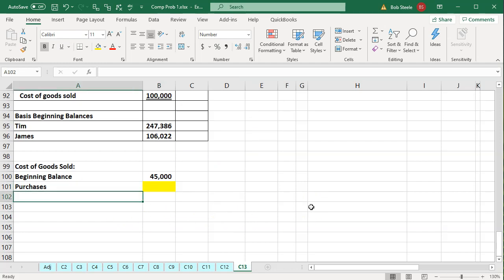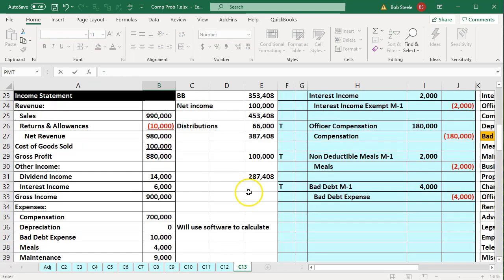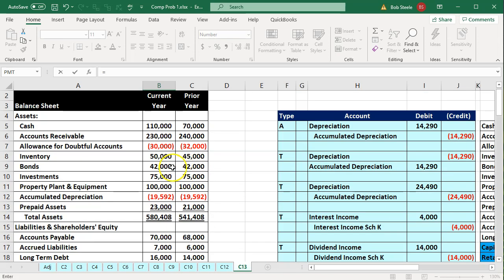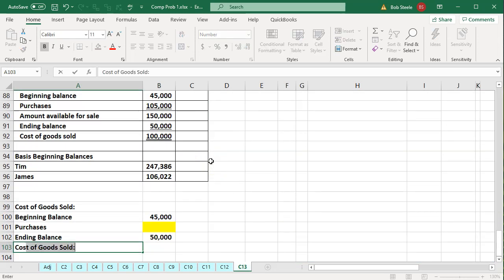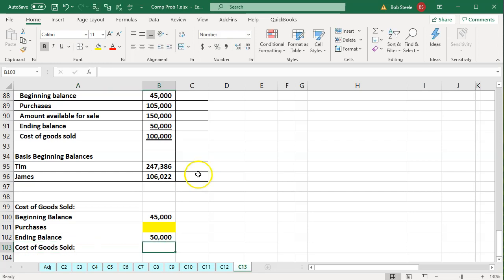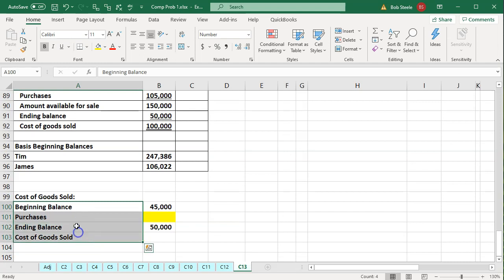That would give us the goods available for sale minus the ending inventory or ending balance. Keep it consistent. And that's going to be equal to the ending balance up top, which was 50,000. And that'll give us the cost of goods sold. So cost of goods sold then, it's going to be here. I'll go ahead and indent this.